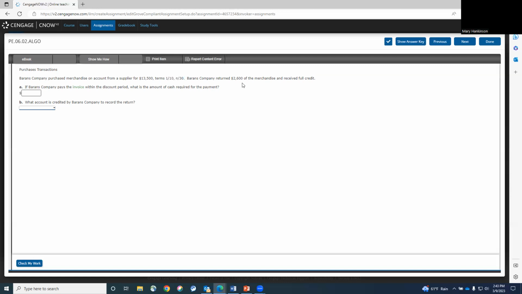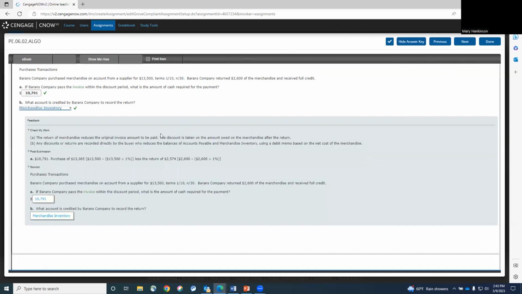Well, let's look at what it's asking us. It says A, if Barron's company pays the invoice within the discount period, what is the amount of cash required for the payment? And then B asks us, what account is credited by the Barron's company to record the return? So let's go ahead and click on the answer key. I like to do this because it shows the math when coming up with the answers.